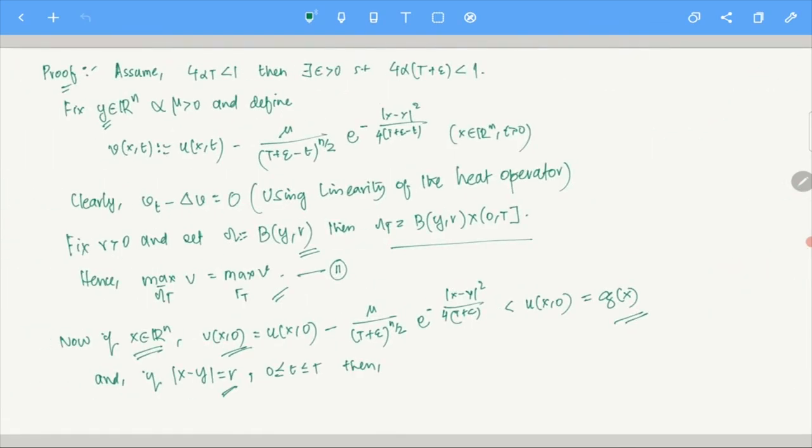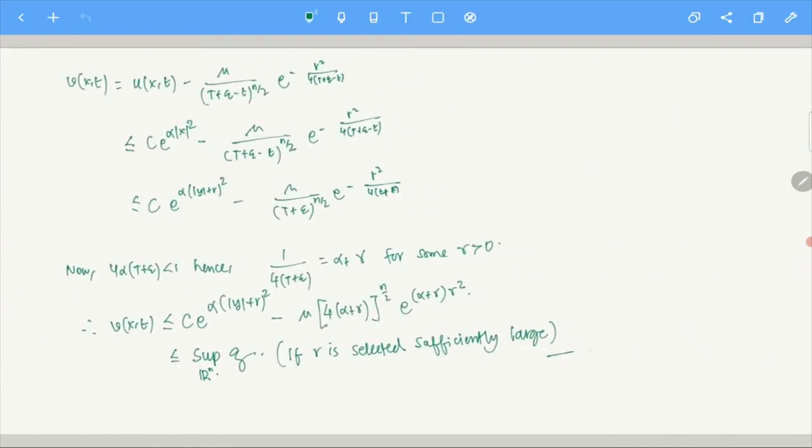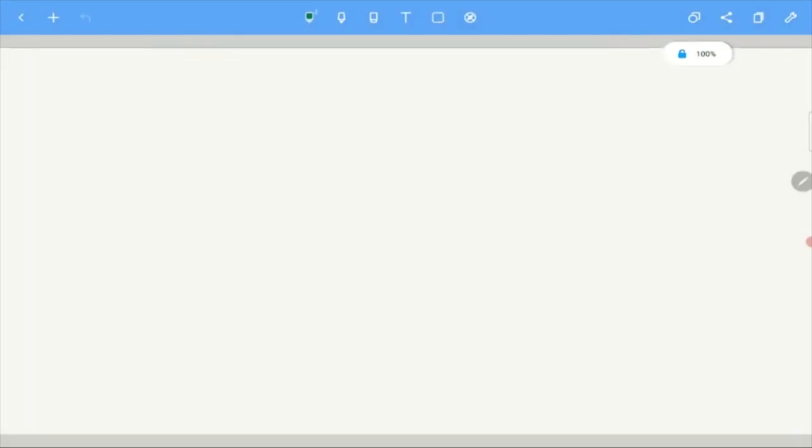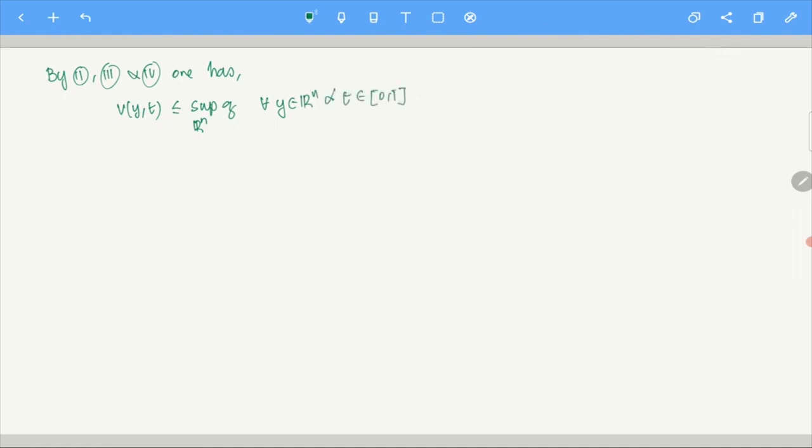I proved, where did I prove it? Yeah, so this is 3, and after that I proved another property, this is 4. Okay, so by 2, 3, and 4, you can say that V of y, t is less than or equal to the supremum of g over Rn. This holds for all y in Rn and t between 0 and capital T.